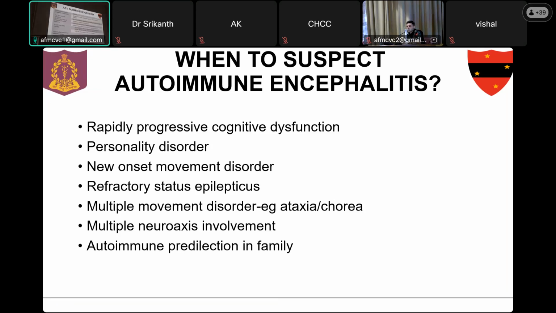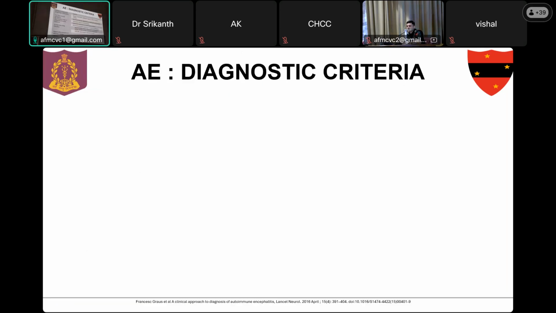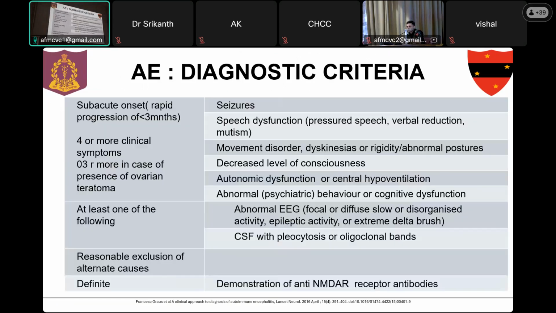Next. So there are a few diagnostic criteria for autoimmune encephalitis. This is for anti-NMDAR encephalitis. It is one of the 6: either the patient has seizures, speech dysfunction, movement disorders, decreased level of consciousness, autonomic dysfunction, or abnormal behavior, and the onset has to be rapid. Generally, they say what symptoms have to be there. Or if the patient already has a known ovarian teratoma, then only 3 symptoms are required. And at least one of either the CSF or the EEG has to be abnormal.